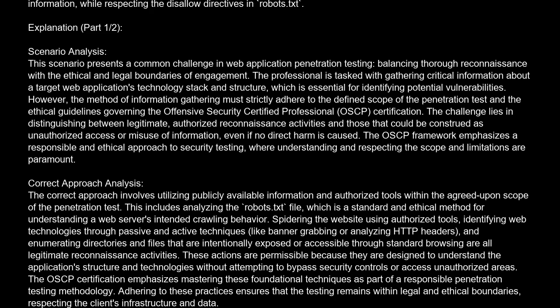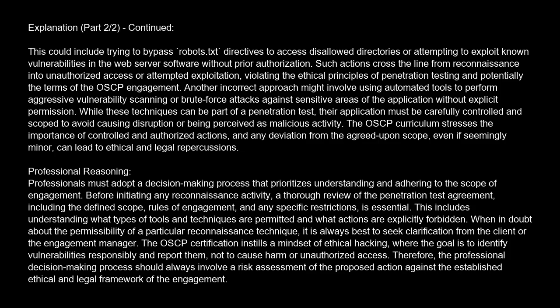Incorrect approaches analysis. One incorrect approach involves attempting to access or exploit vulnerabilities in the web server's configuration or underlying infrastructure that are not explicitly included in the scope of the penetration test. This could include trying to bypass robots.txt directives to access disallowed directories, or attempting to exploit known vulnerabilities in the web server software without prior authorization. Such actions cross the line from reconnaissance into unauthorized access or attempted exploitation, violating the ethical principles of penetration testing and potentially the terms of the OSCP engagement.